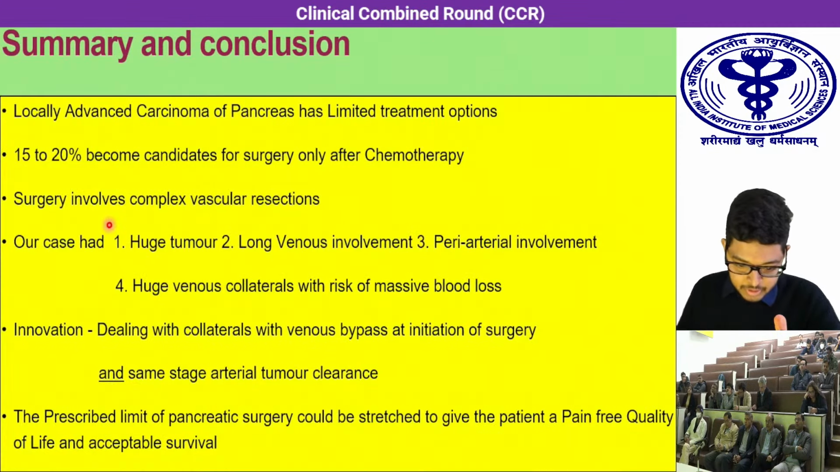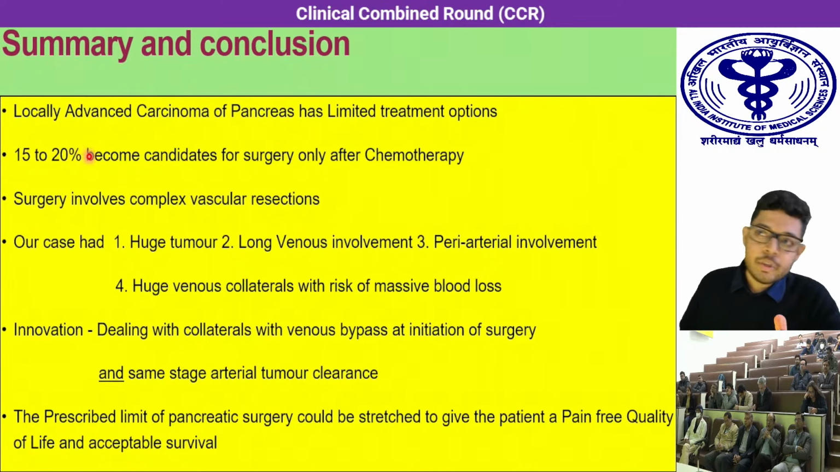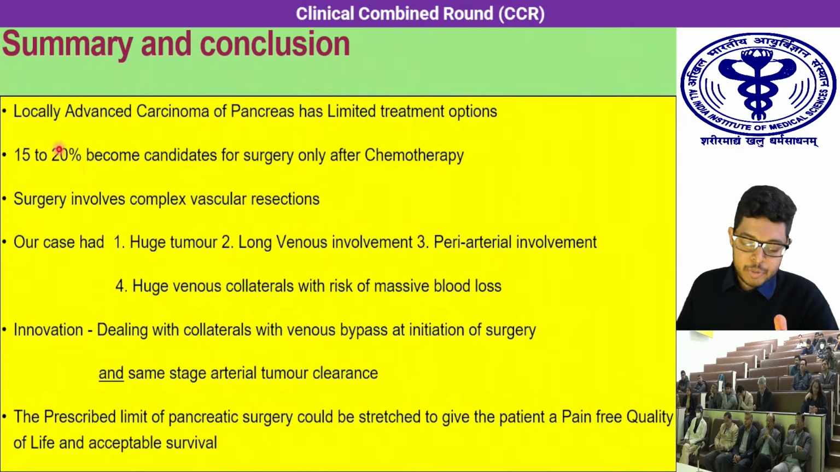To summarize, locally advanced carcinoma of the pancreas has very limited treatment options. After giving neoadjuvant chemotherapy, only 15 to 20% become candidates for surgery, and that too when they have a good functional status. Surgery will usually involve complex vascular resections.